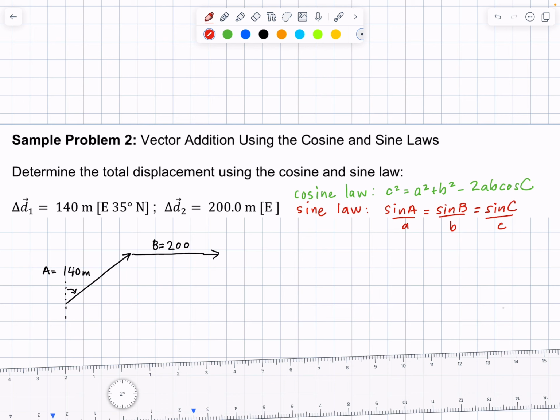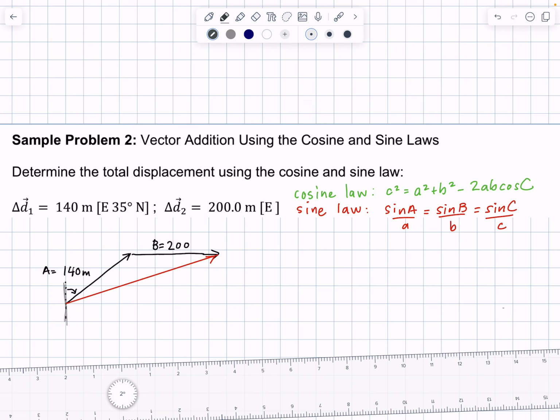So I've drawn my first vector, 140 meters, and it's 35 degrees north of the east line. To this vector, I've added the second line, which is 200 meters east. And I've added them tail to tip. So we're going to use trigonometry to find the answer. Our answer is the line that joins the tail of the first to the tip of the last. So let's start seeing what we can fill in using trigonometry.